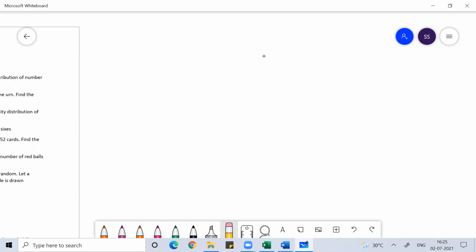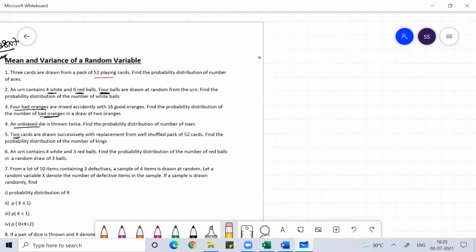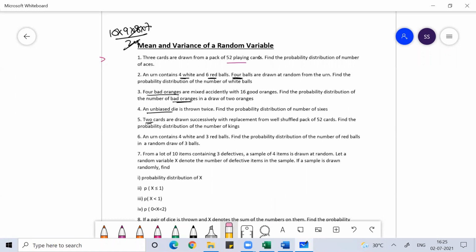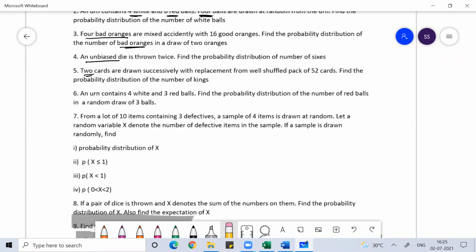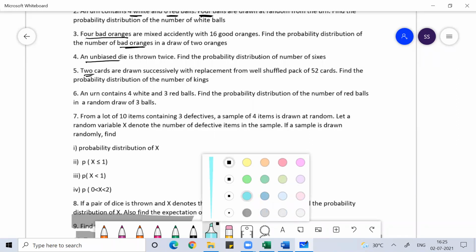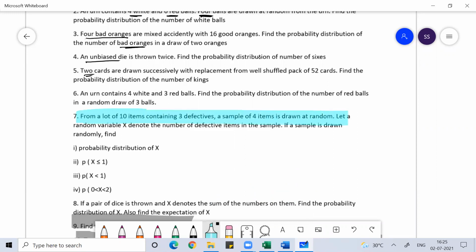So we can use NCR. With NCR, we can very easily find the probability distribution. Whenever we get the problem, we can easily find the probability distribution for that. Now see this question, question number 7. Try this question number 7.